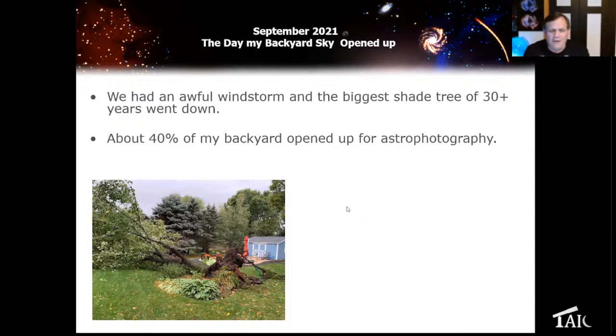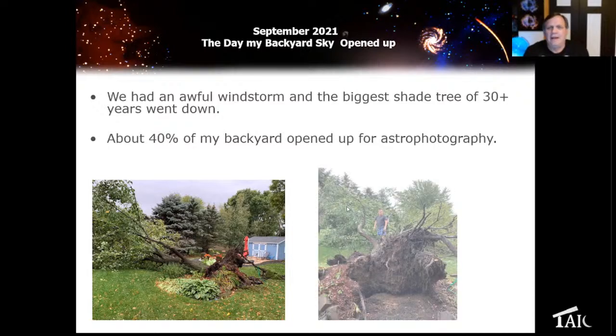Now, that tree fell, thank God, in the opposite direction of my house by four seasons porch. So that was a big loss, but part of me was very excited because this opened up, like I said, the eastern horizon for me, which is where everything comes up. So it was perfect. And here's a picture of me standing on top of the exposed roots.